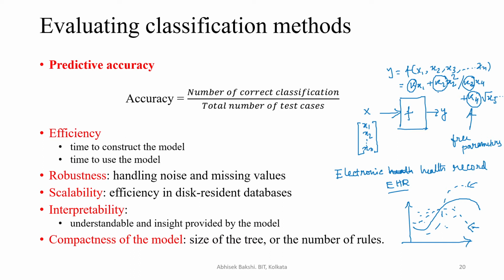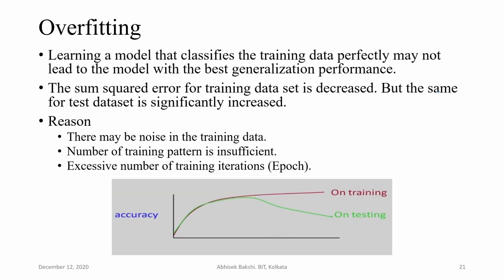Another important thing is overfitting. During learning, there is a situation where the sum square error or the mean square error for the training data set decreases, but it does not decrease for the test data set. This happens because of overfitting. For example, let's take a situation.